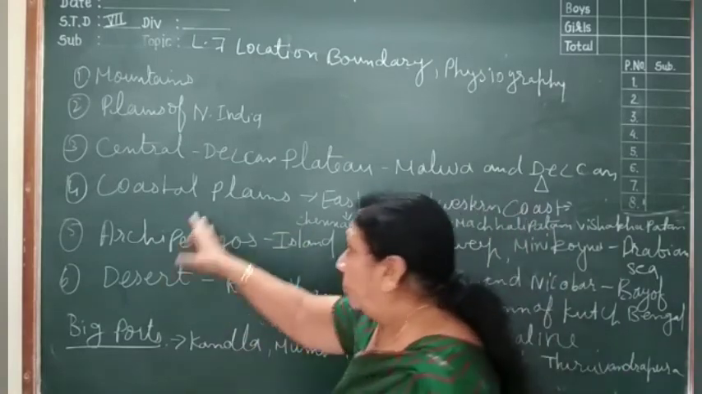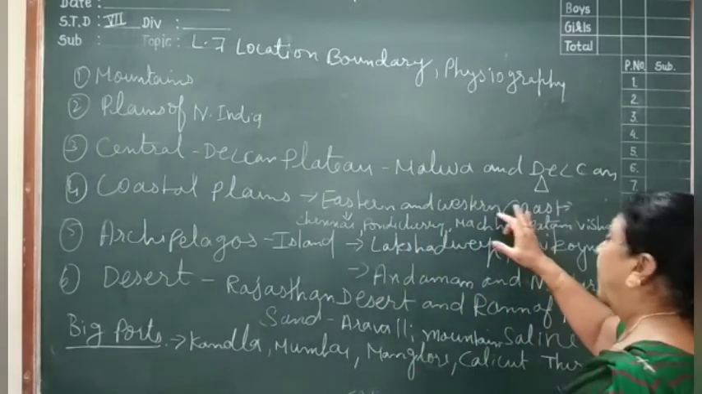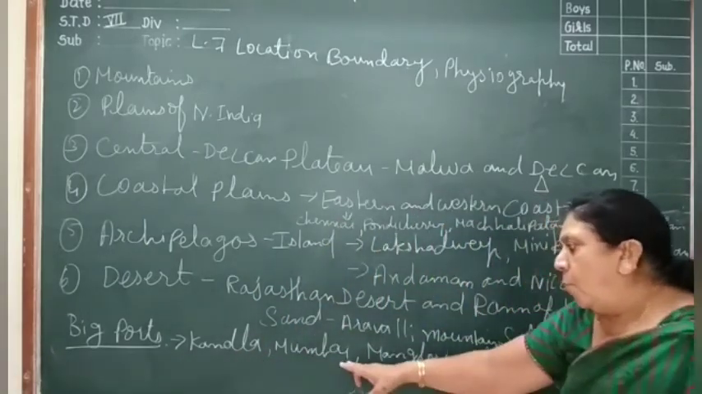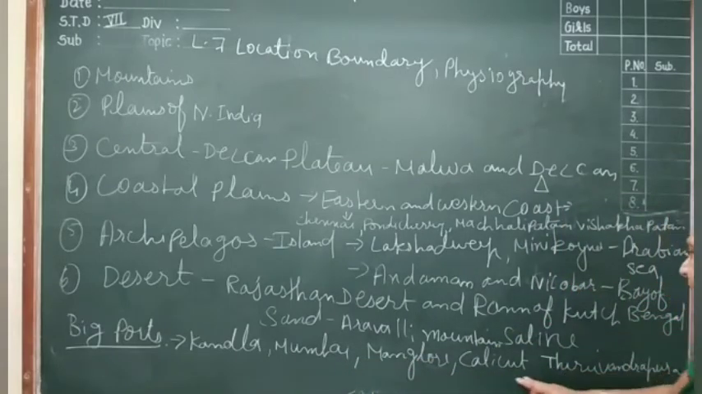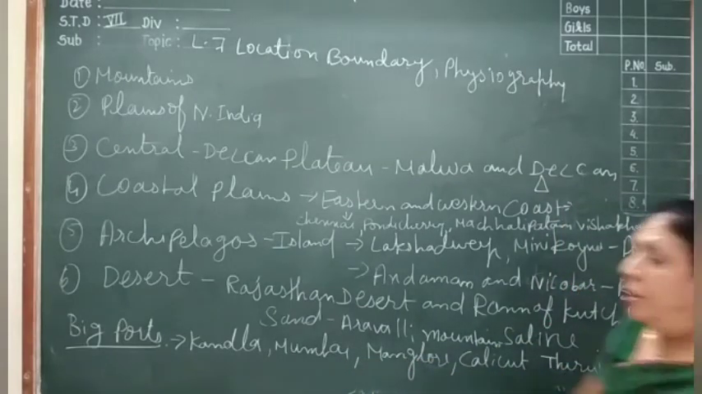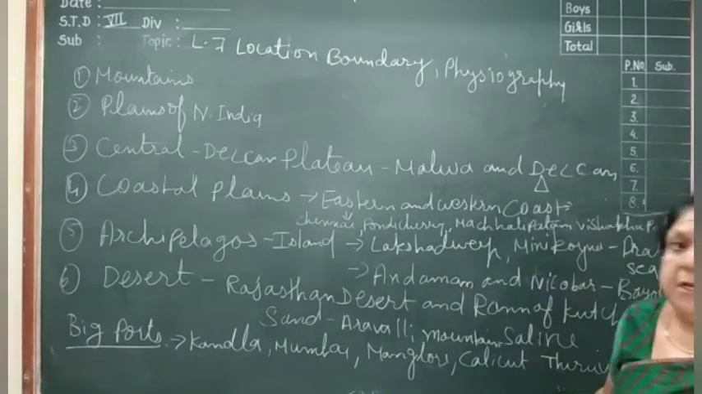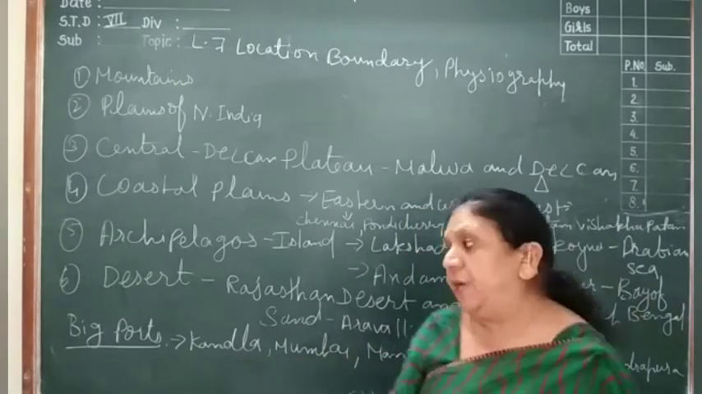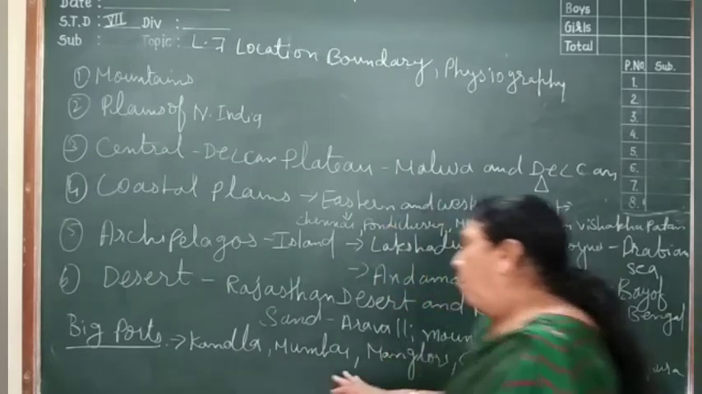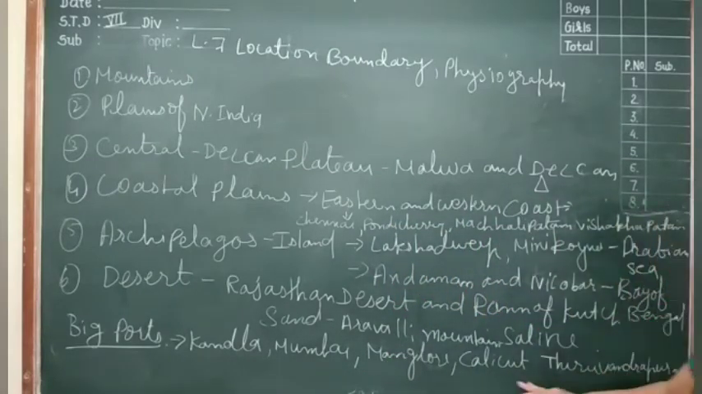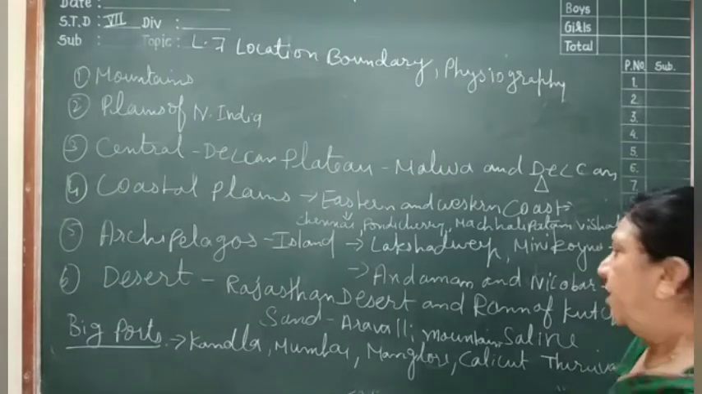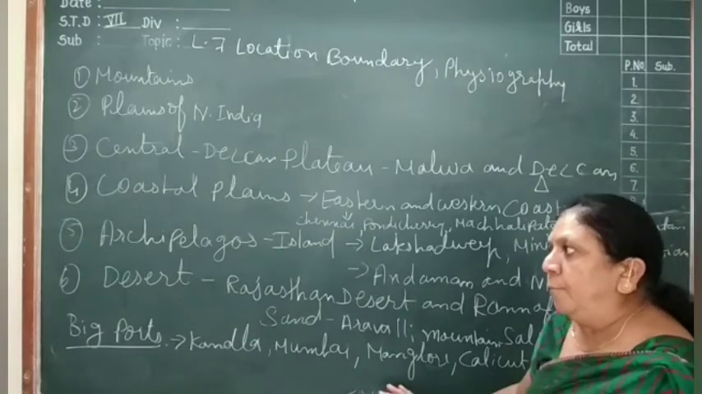You see, now we can see the western ports. There are big ports like Kandla, Mumbai, Bangalore, Calicut and Trivandrum. So these are the places that act as ports. Understand? You can see in Gujarat we have Kandla, then Mumbai, Bangalore, Calicut and down at Trivandrum. Understand? Capital of Kerala. So these also act as ports.